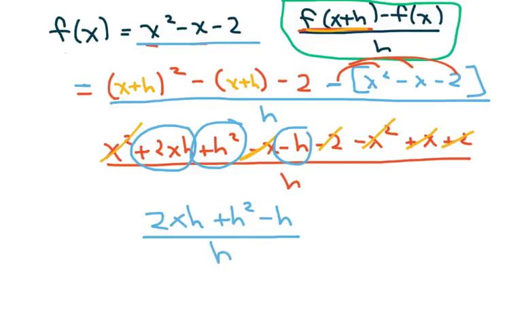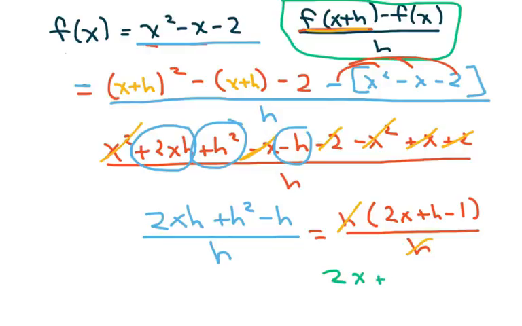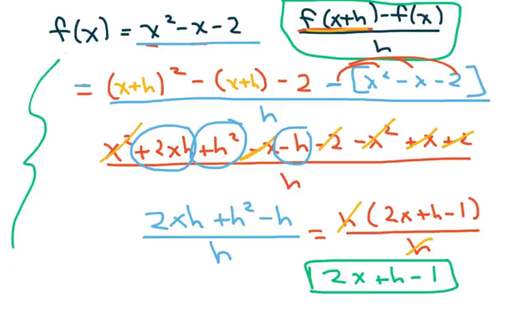Now for my numerator, I'm going to factor out an h. So I get 2x plus h minus 1 over h. My h's cancel, and my answer is 2x plus h minus 1. And that would be your answer. That's applying the difference quotient. When you get to calculus, then you would take the limit as h approaches 0, things like that. But what we're concentrating on here is just knowing how to utilize the difference quotient.